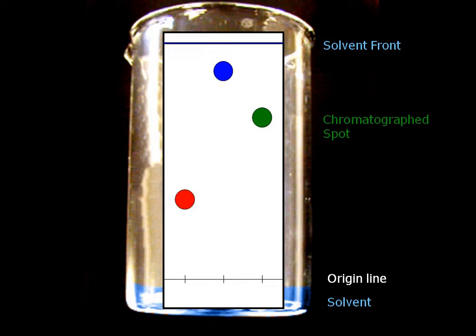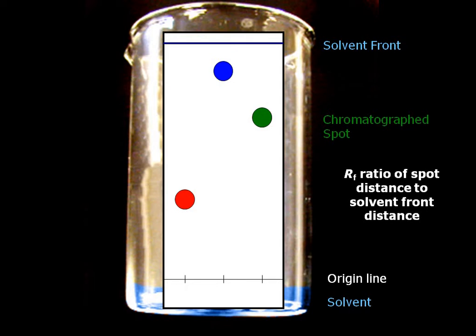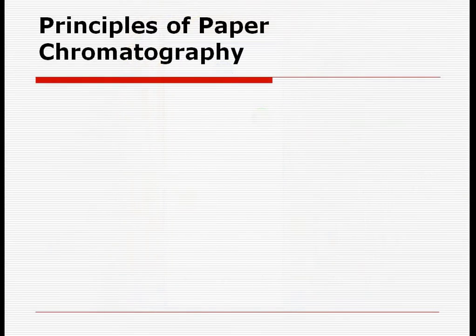After that we calculate the RF value. What is the RF value? RF is the ratio of the spot distance to the solvent front distance. Principle of chromatography.